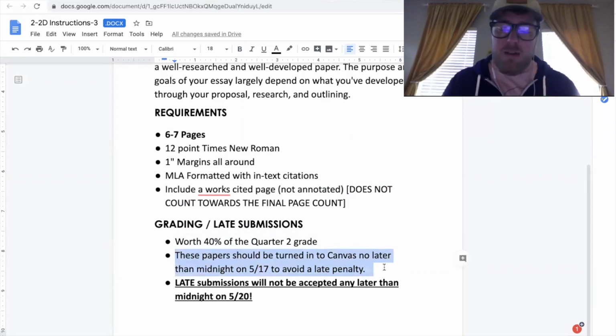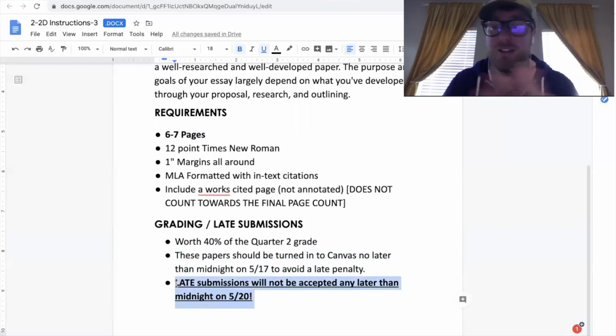Now, you do need to turn it in by 5/17. That is when this sucker is due, okay? Late submissions, I will accept up until the 20th. It's worth noting, I know that's not a long window. That's only 3 days. But the 21st is our absolute last day. So in order for me to have time to grade it, that's the timeline we have to be on.